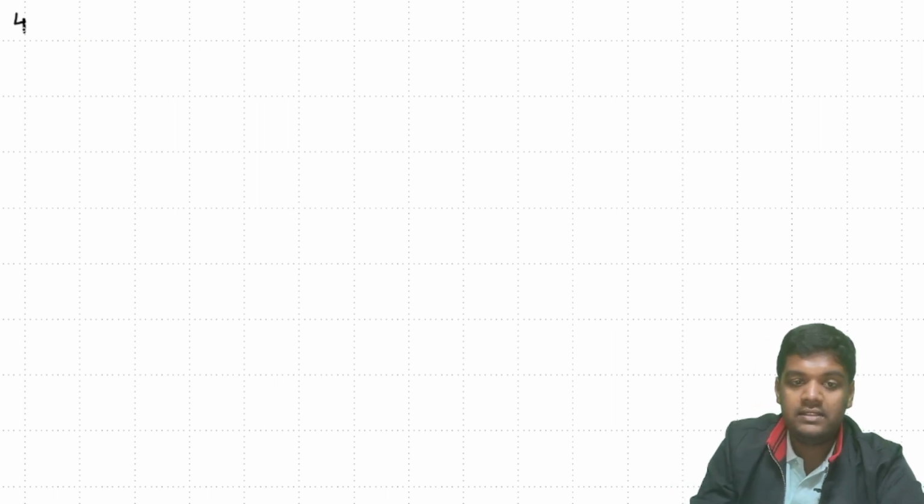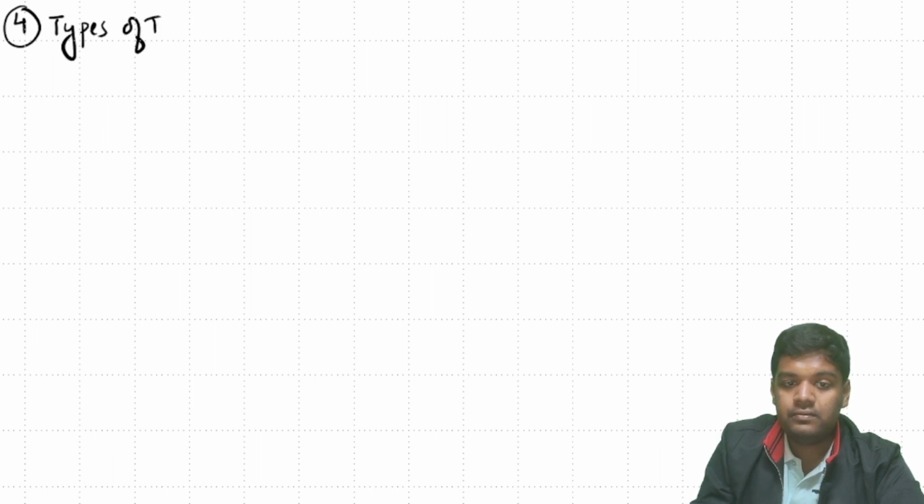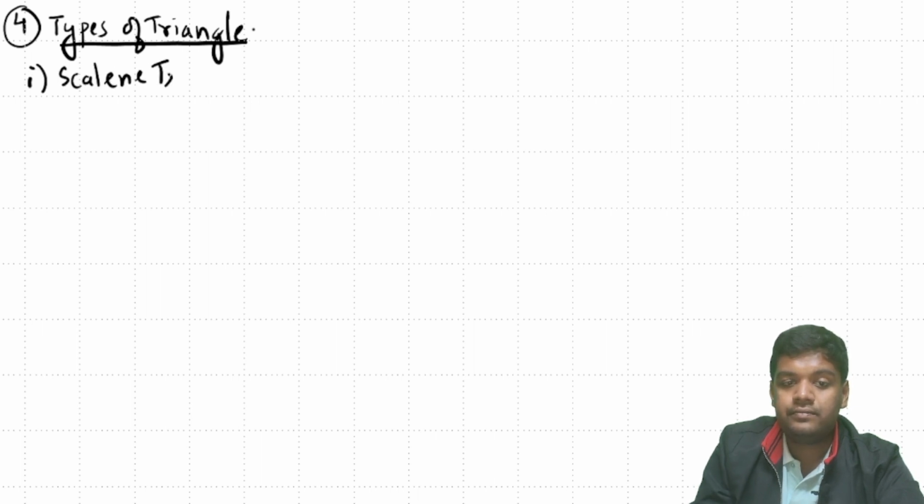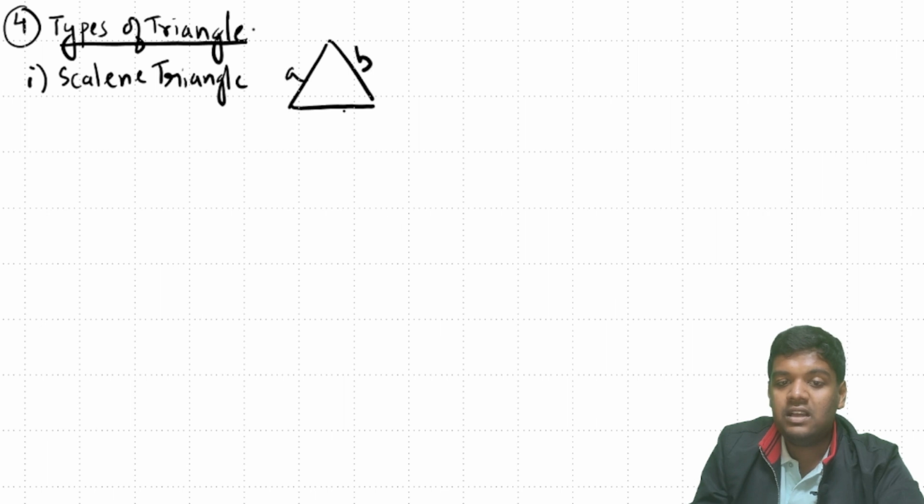In this property, actually, I want to show you the different types of triangles. So, let's see one by one what are the types of triangles we have. So, first type will be scalene triangle. Here, the lengths of three sides are unequal, which means if the sides are A, B, C, then A not equal to B not equal to C.